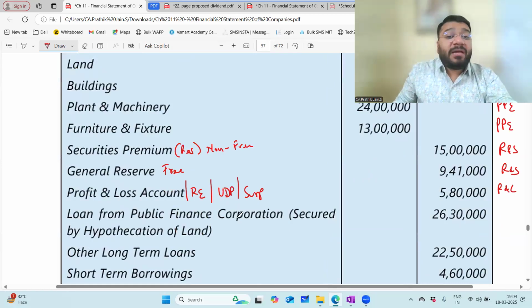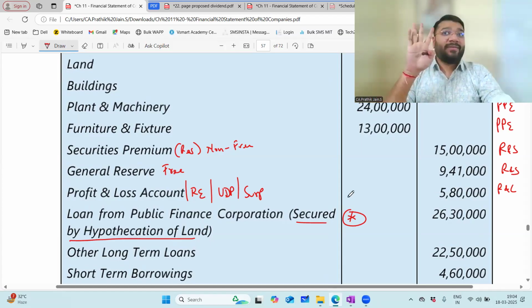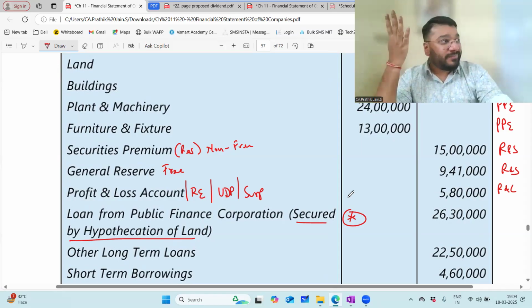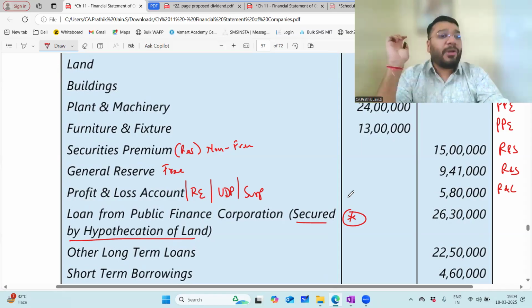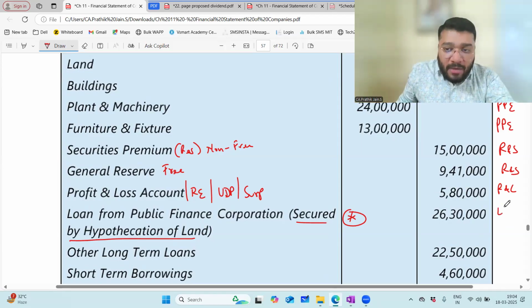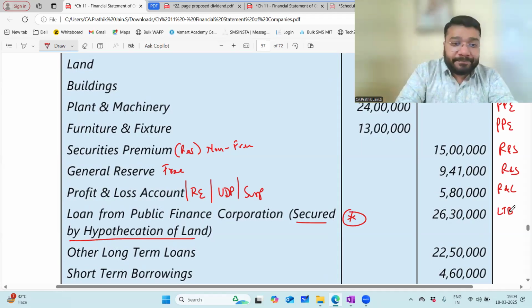Loan from Public Finance Corporation. Loan from, wait. Let me read. Secured by hypothecation of land. So I'm putting a star mark here because I have to give a disclosure. They've not mentioned this long term or short term. So if they've not mentioned here, I'll go and check one more place, which is additional information. In that, they'll tell you this is long term or short term. Nothing mentioned there also means it is long term. So as of now, I'm putting this long term borrowing, but we'll see what the notes are trying to say.